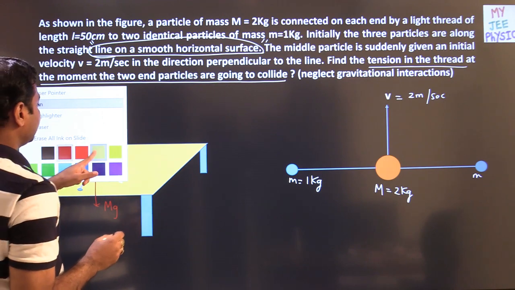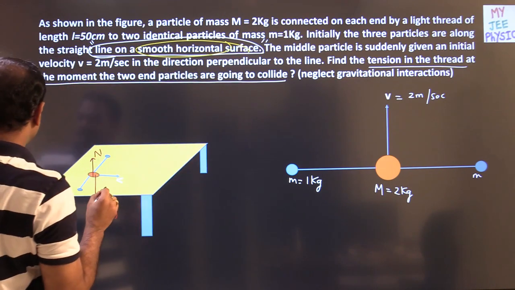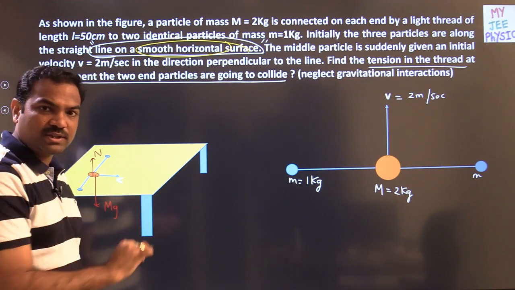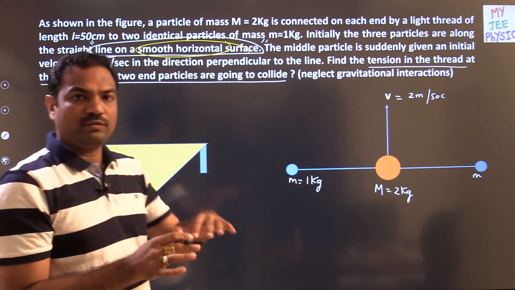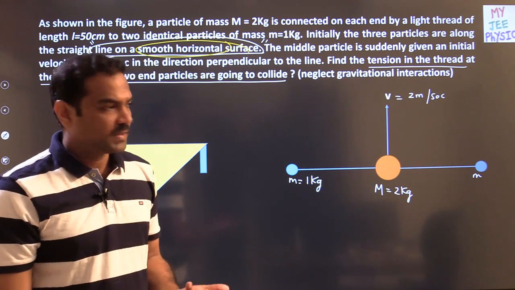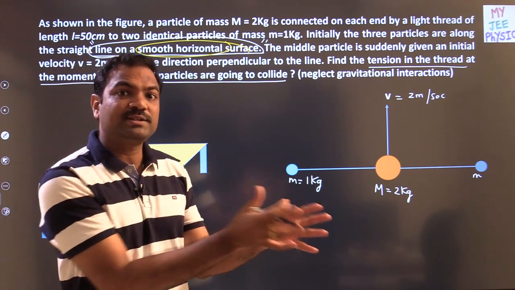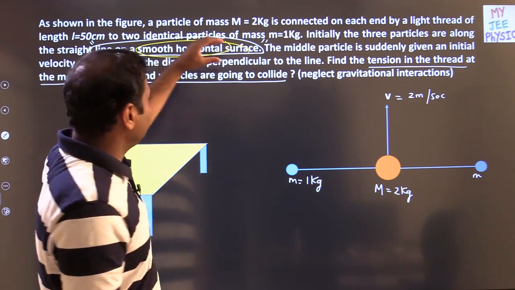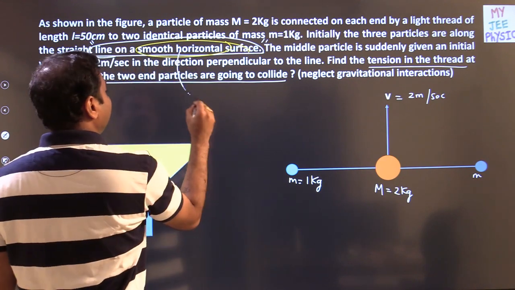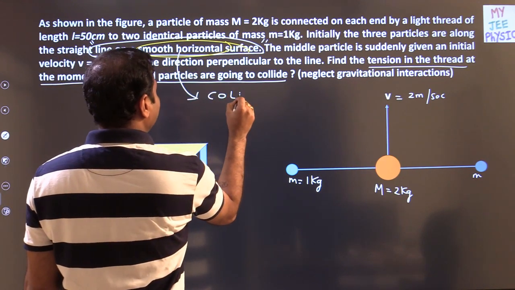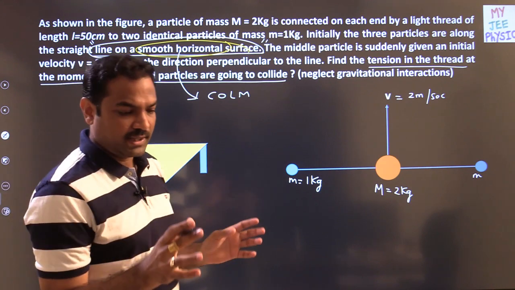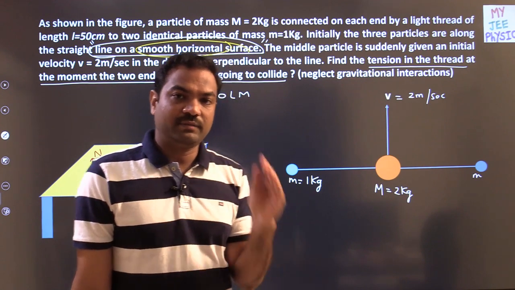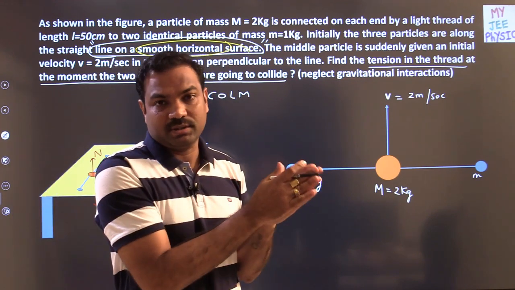At the same time, it is a smooth horizontal surface, so there will be no friction, meaning horizontally also no force is acting. Vertically forces cancel out, horizontally no force acts, so I can conserve the momentum because no external force is acting. This statement gives the idea of conservation of linear momentum, so I am writing COLM. In every question there are some triggering statements that trigger an idea.